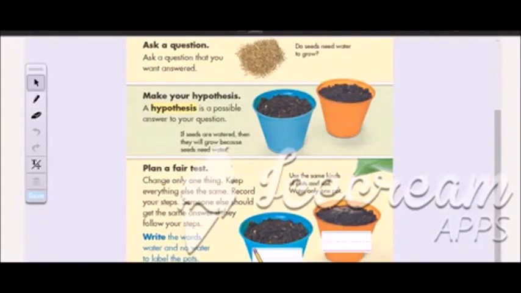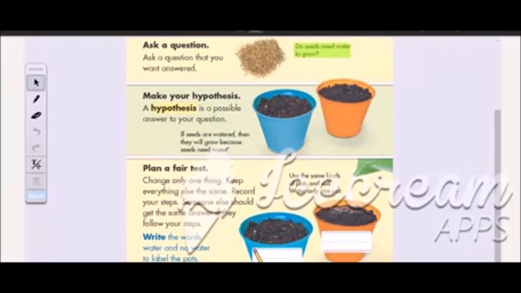Now let's take the 6 steps in detail. Number 1, asking a question. Of course, if you want to study something, you will ask a question about this thing, such as seeds. If you want to ask about them, let's say, do seeds need water to grow?